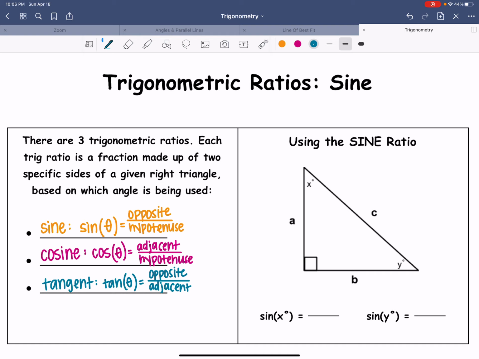Today we are going to be focusing on sine only. So let's look at this triangle that's given here, and let's find the sine of angle X. So the sine of angle X, we're going to make sure that we're looking from angle X to start out. We're going to write down the fraction, which is the opposite side over the hypotenuse. Now remember, the hypotenuse is always directly across from the right angle. So our hypotenuse is always going to be C for this specific triangle.